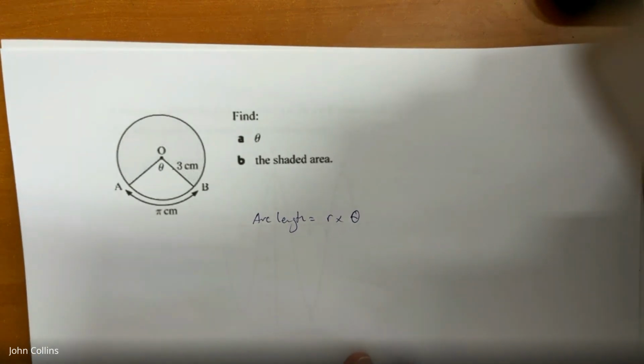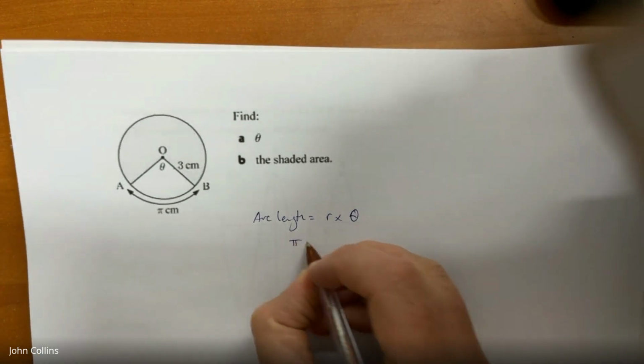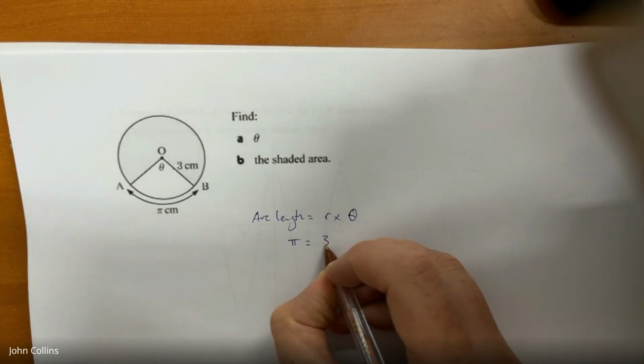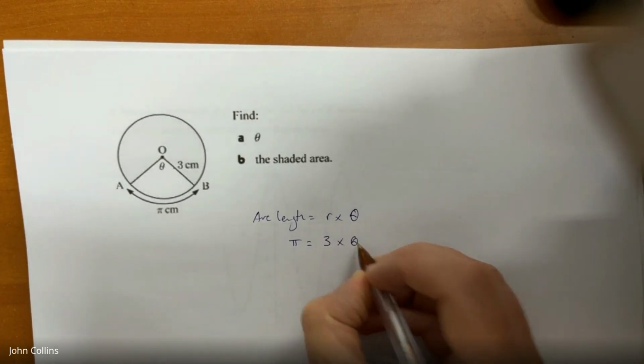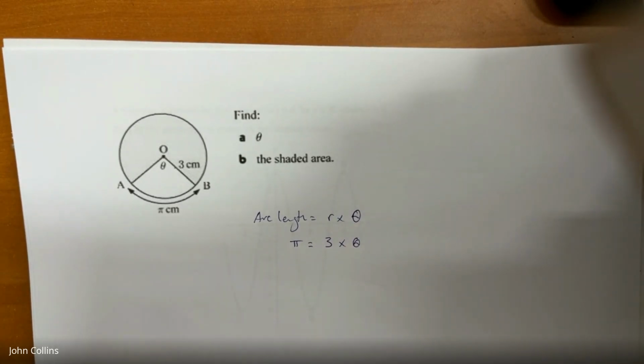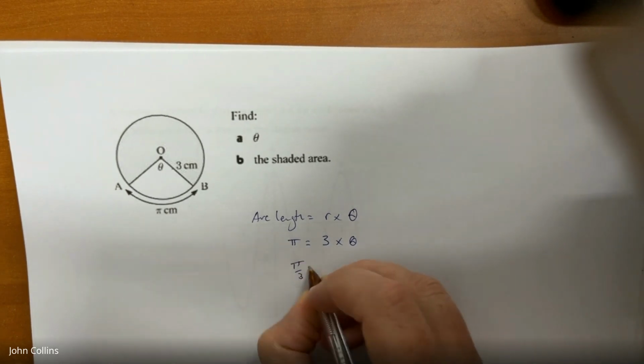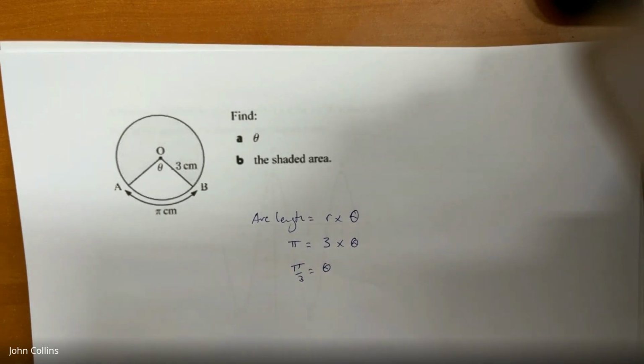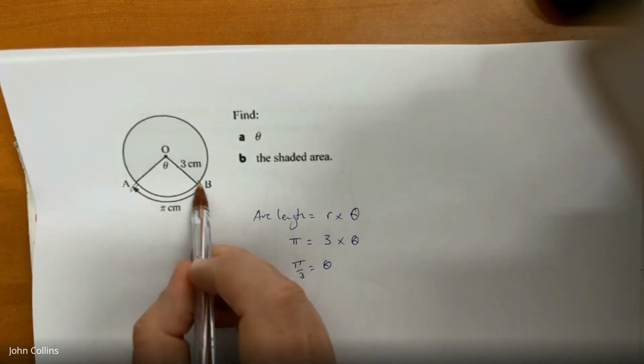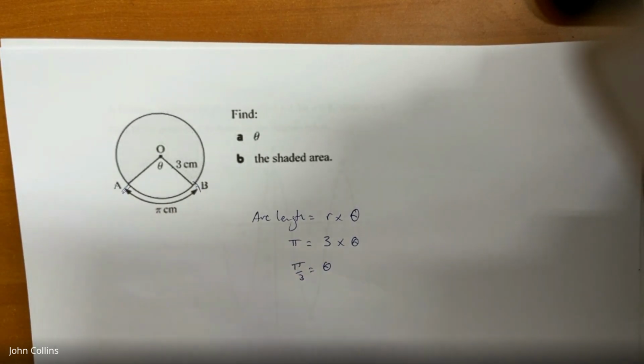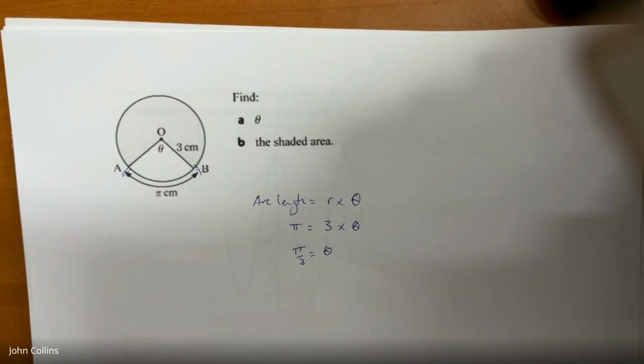Okay, so that's from the formula booklet. We know the arc length to be pi. We know the radius is 3. And we know theta is theta. So what is theta? Very good. Theta is pi over 3. Fantastic. It says it in the question. No, it's pi. Okay, that's better.